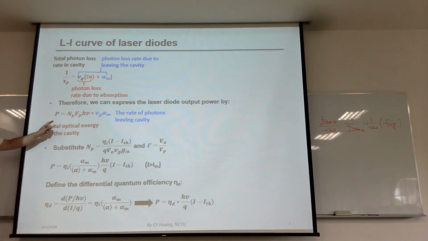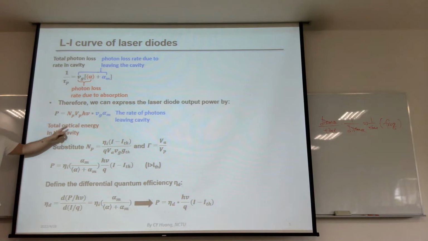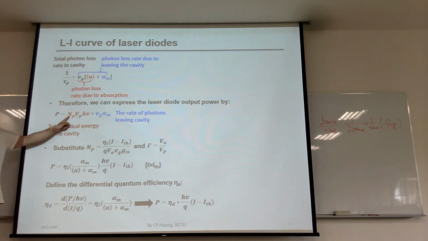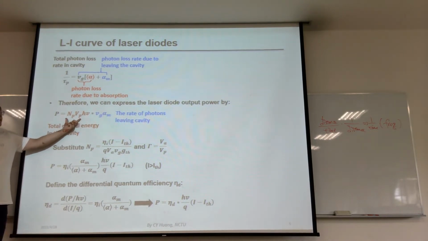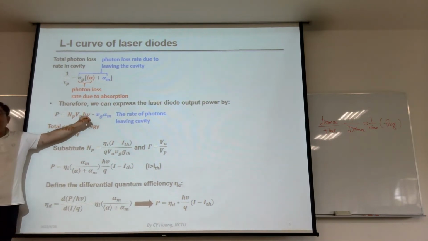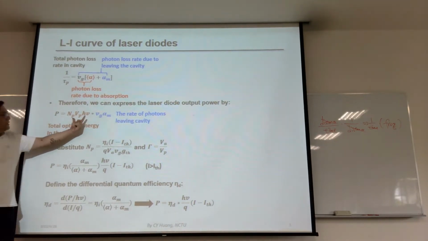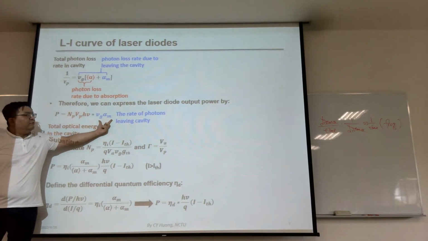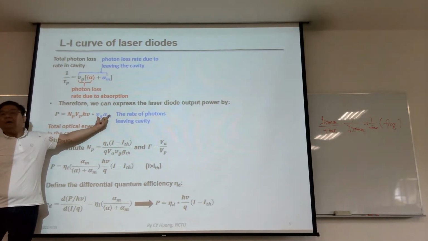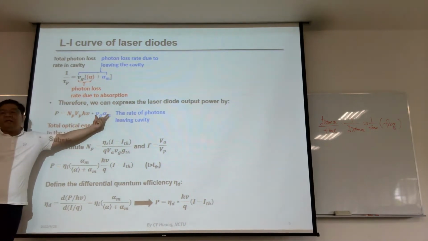It can be reduced so that the first term is NP VP h mu. This is the photon density times its volume, so this is the total photon number in the cavity times h mu. So it becomes the total optical power in the cavity times the second term, the rate of photons leaving. So that's the output power you will get. So P can be written as the two terms like this.